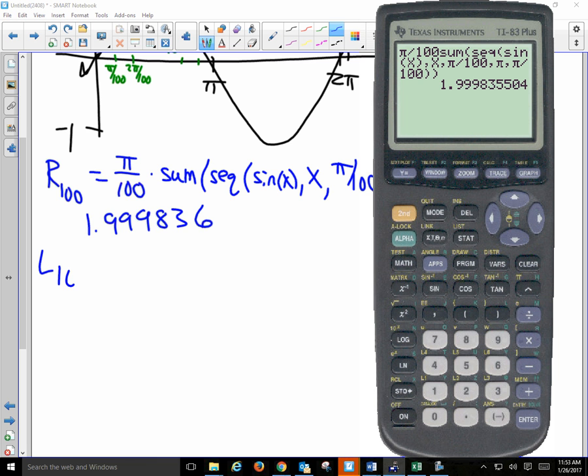Now, let's do left hand. Can I show you how to save some time when you do left hand? Second entry. If you press second enter, it grabs the previous entry. So it just copied it. Now you can go into it and edit it.